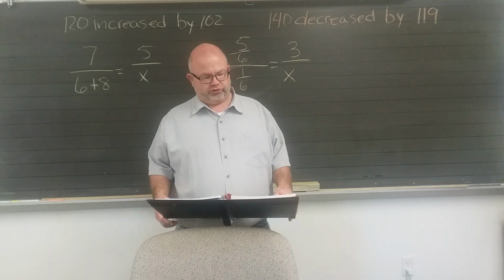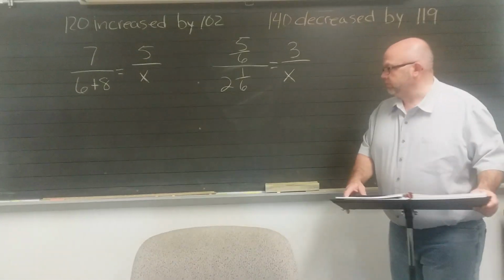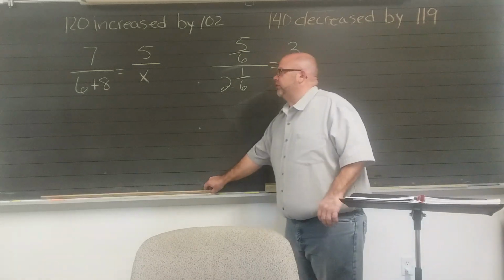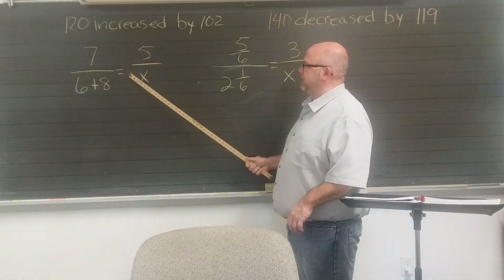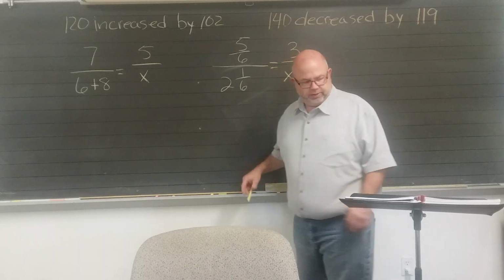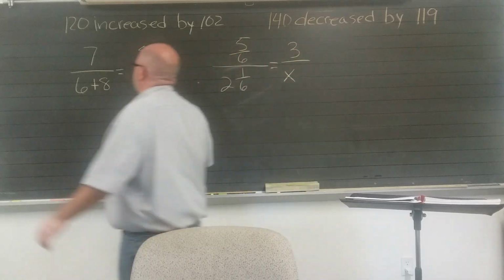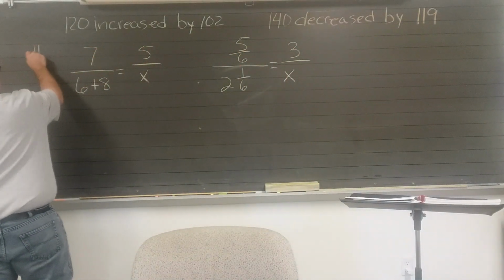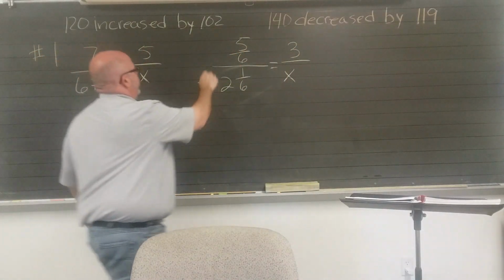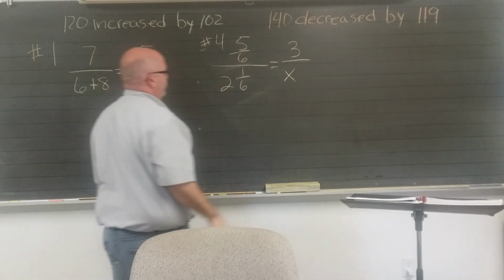Two-step proportions. Number one is this one right here. Number one in your assignment is this one right here. So let's just solve it. This is number one, and this one over here is number 4. Number 1 and number 4. Should have given you a little more room, but anyway.